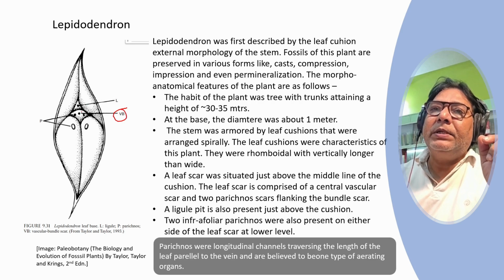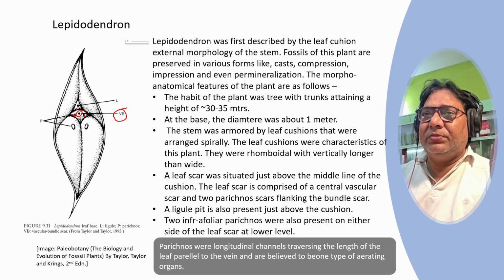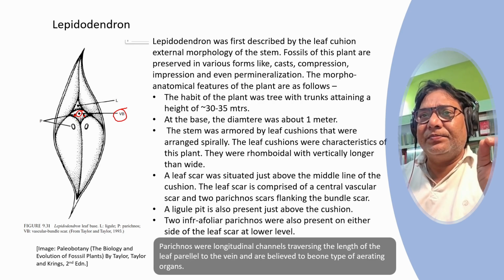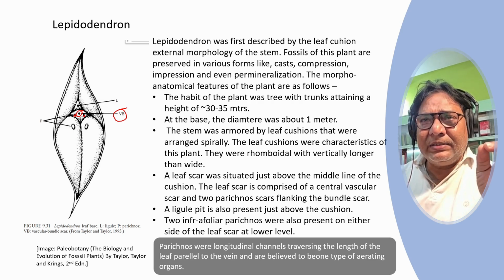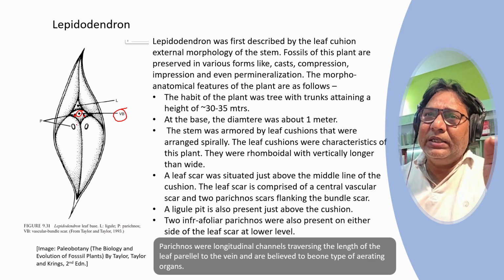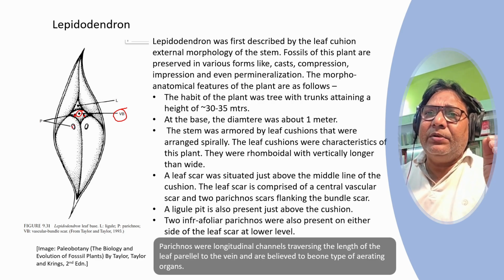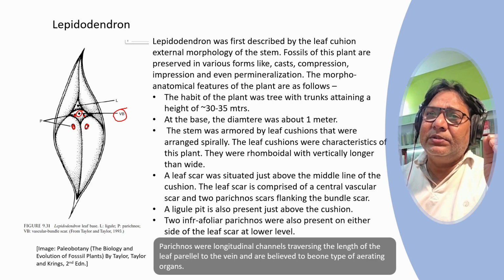VB, this particular structure, and these two dots are flanking the vascular bundle. They are parichnos scars, and there is a canal inside the base, and it used to go inside the leaf also. And these are also parichnos scars or parichnos canals. These are called infrafoliar parichnos, and this is foliar parichnos.